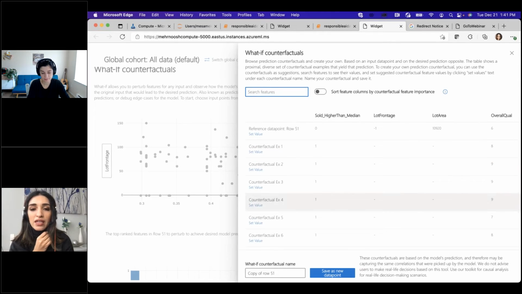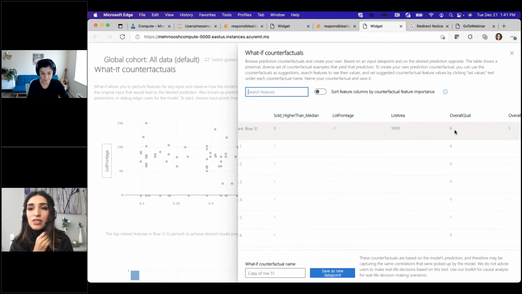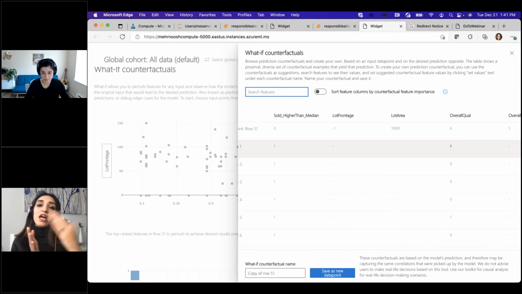So only if, and these are counterfactuals, only if this house had a finish quality of 6 to 8. So if I increase the overall finish quality of this house by 2 units, then the model would predict the opposite, which is actually this house is going to be predicted to sell for more than median.